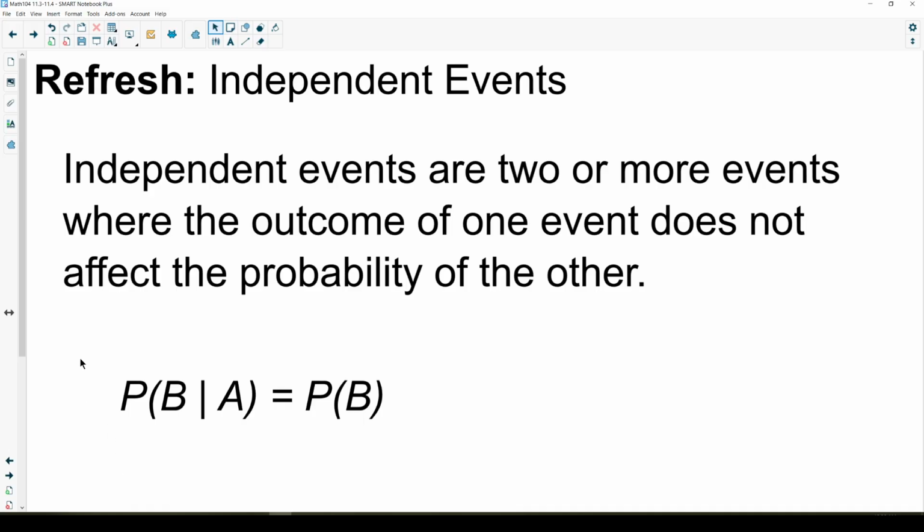Mathematically speaking, the formula we use in order to function with that is probability of B given A is equal to probability of B. If this is true, that means that two events are indeed independent. Let's take a look at an example and put this into practice.